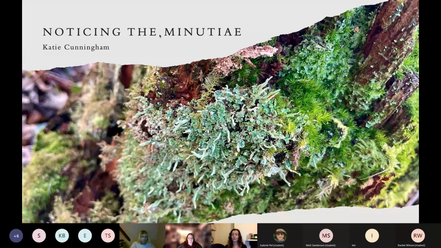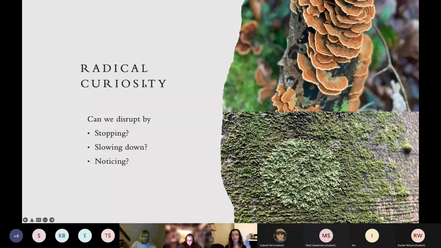My project for our Radical Modes of Design module is about noticing, specifically in relation to ecology and our sense of place. It's about radical curiosity and whether it can help us connect with the world around us. To many, the word radical means to shock or to exist outside of accepted frameworks. Whilst radical does mean to disrupt, the etymology of the word also means to proceed from the root.